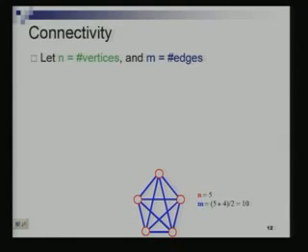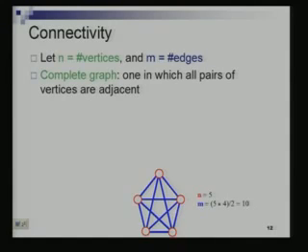So I am typically going to use n to denote the number of vertices and m to denote the number of edges in any graph. Okay? So what is a complete graph? A complete graph is one in which there is an edge between every pair of vertices. Okay? Between every pair of vertices there is an edge. This is an example of a complete graph. This is a graph on 5 vertices. Between every pair of vertices there is an edge.